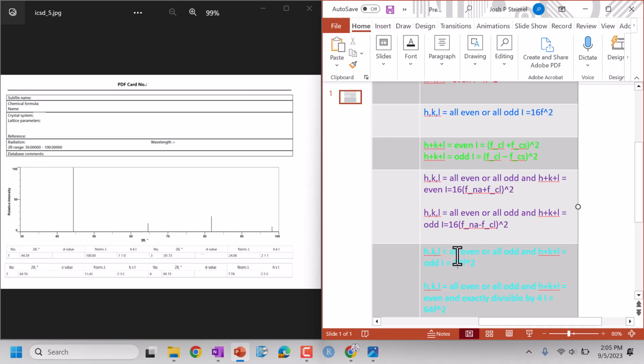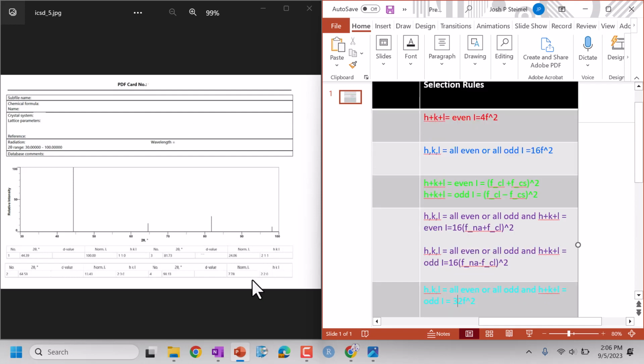What about diamond? Same condition, all even or all odd, H, K, and L. And these are mixed. So by process of elimination, this has to be BCC.